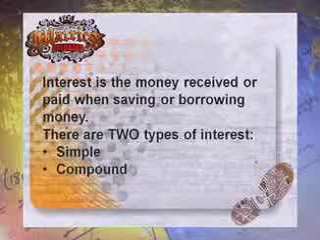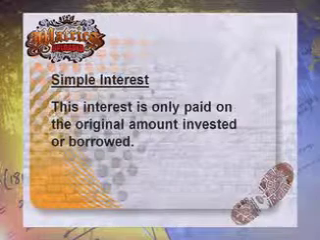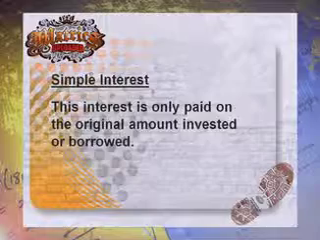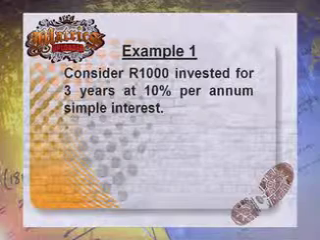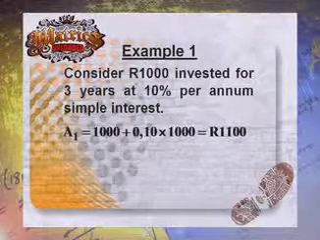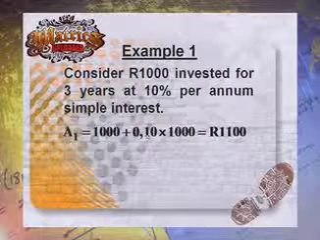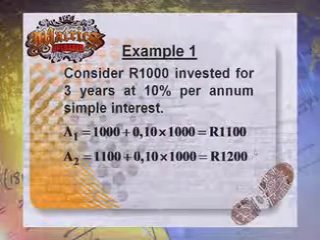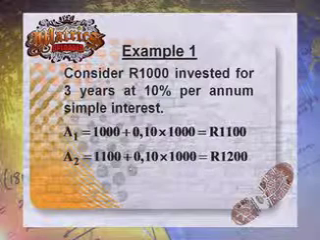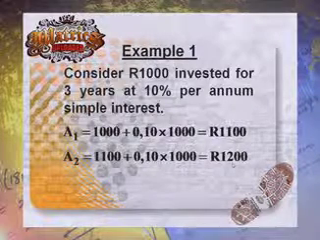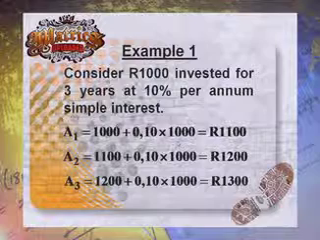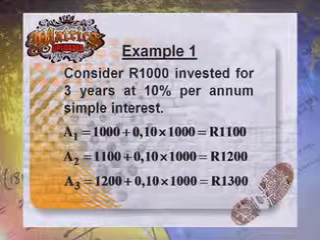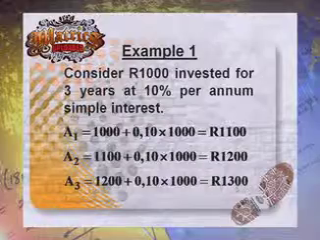Now, let's have a look. We're going to start off with simple interest. Simple interest, guys, is interest only paid on the original amount invested or borrowed. Now, consider 1,000 Rand invested for 3 years at 10% per annum simple interest. After the first year, what have we accumulated? 1,000 plus 10%, remember, as a decimal, times 1,000, is 1,100. Then you take the 1,100 plus 0.10 times 1,000, which is 1,200, and then 1,200 plus 10% of the 1,000. Notice it's always the original, the one that you started with, and you keep making 100 Rand every time.